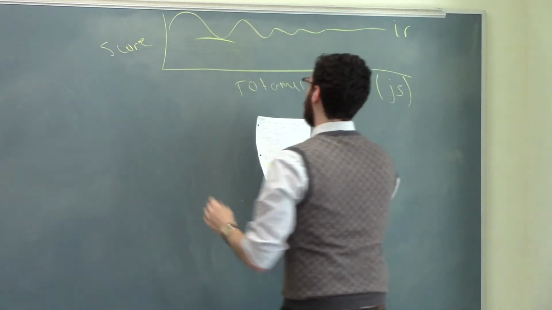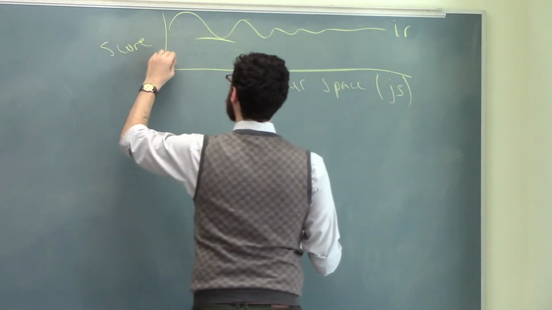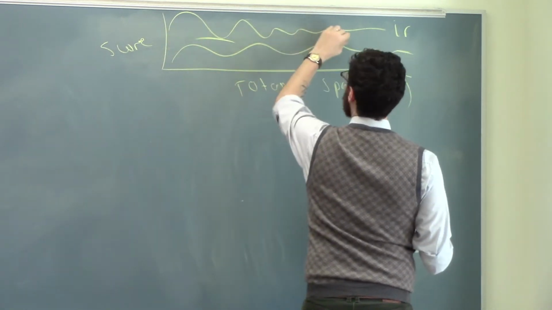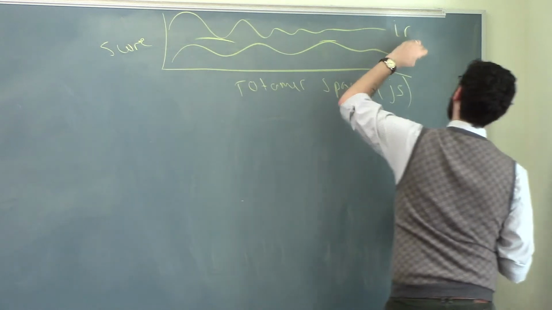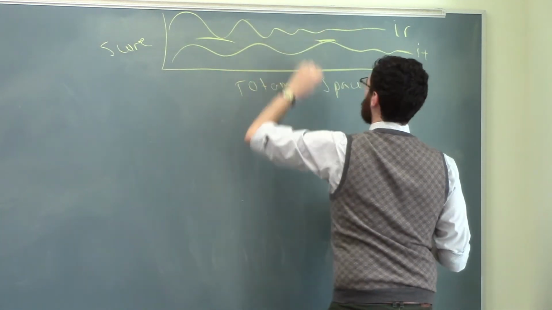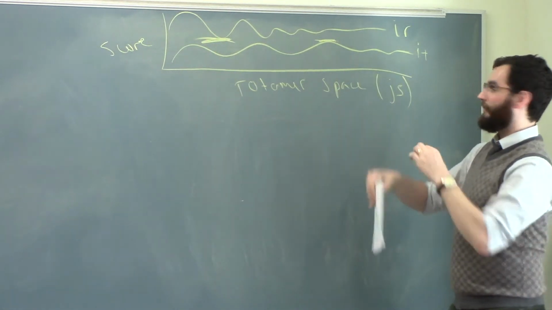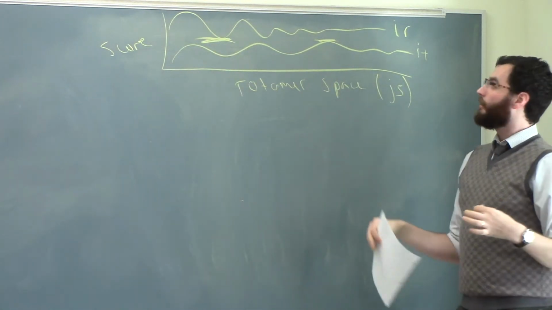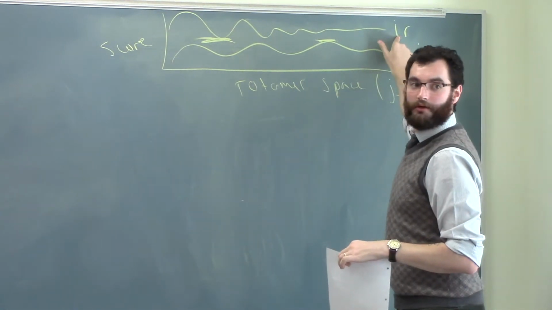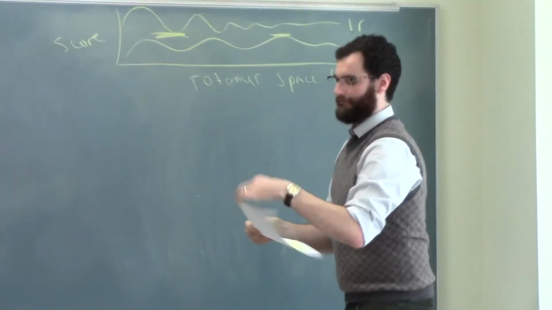Okay. But now if we have some other rotamer at the same position, IT, and it's like this, and its maximum is there, let's say. You can see that this maximum is lower than this minimum at all points, globally. So that means that this IR cannot be part of the low energy conformation.